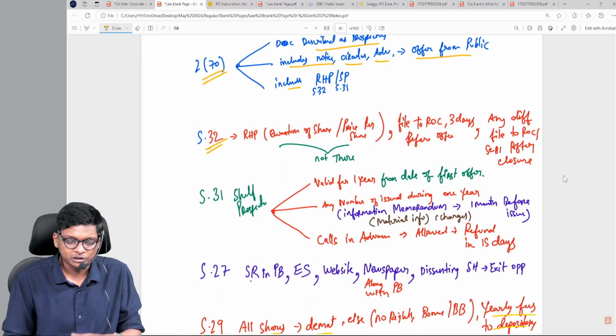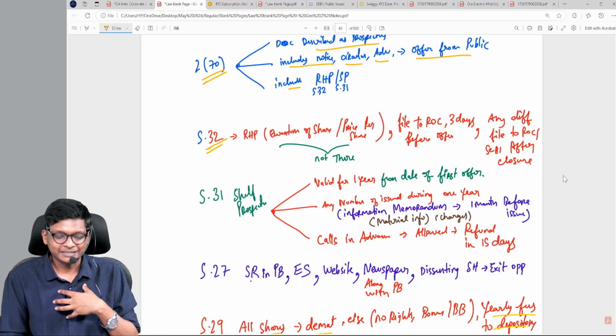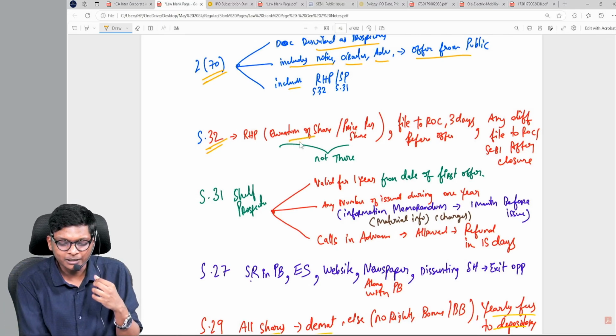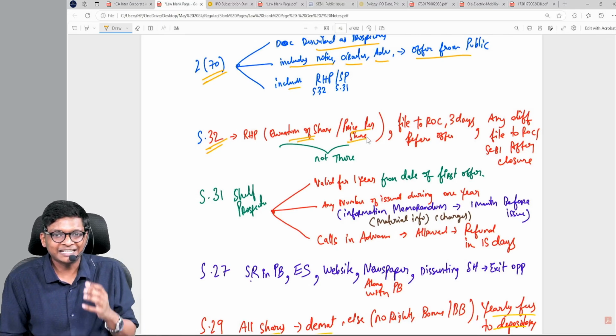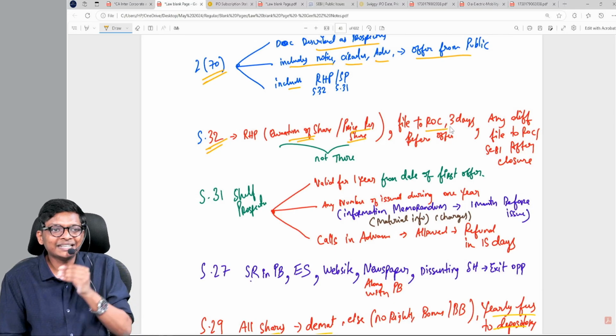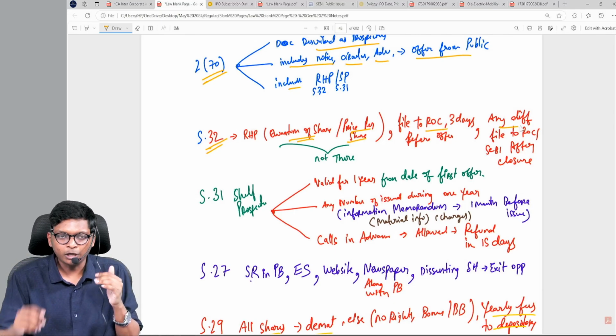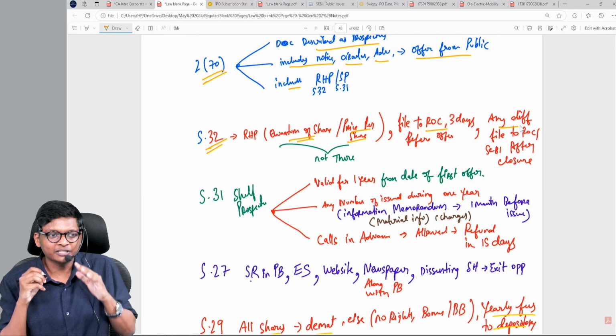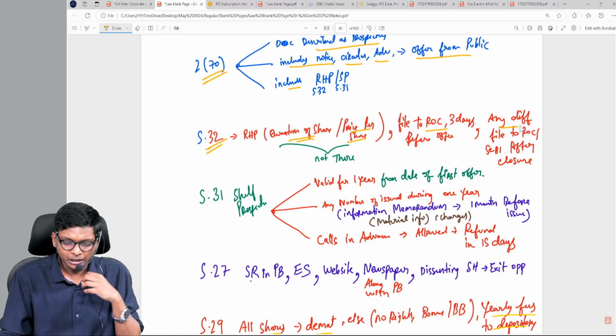Next we went to section 32, which talks about the red herring prospectus. What is a red herring prospectus? Where the quantum of shares or price per share is not mentioned. What is important over here? File it to the ROC 3 days before the opening of the offer, and after the closing of the offer, if there is any difference, you will again file that to the ROC.